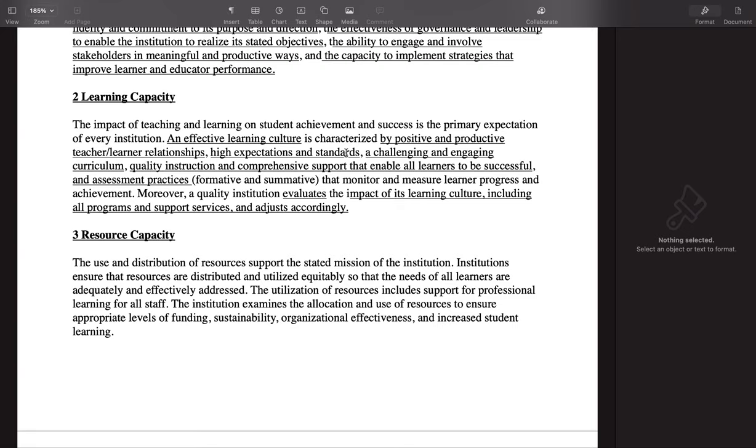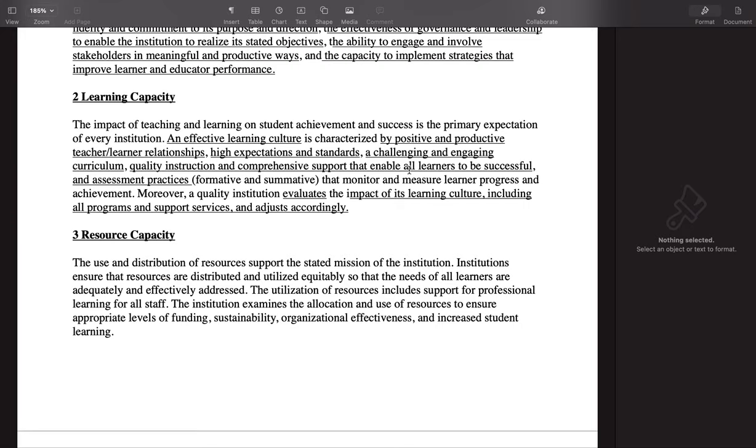An effective learning culture is characterized by positive and productive teacher-learner relationships. Also, high expectations and standards. In addition to that, providing a challenging and engaging curriculum, quality instruction, and comprehensive support that enable all learners to be successful.